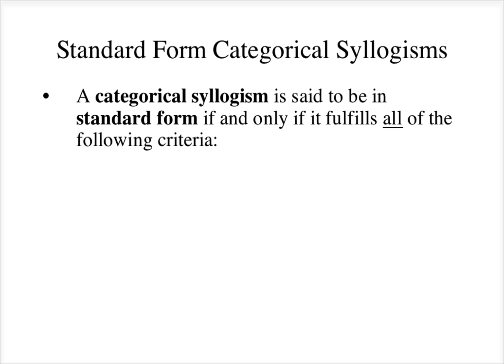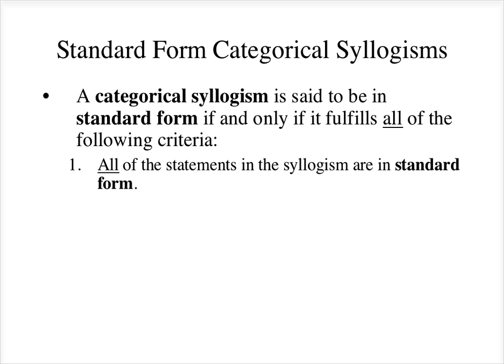This lecture will explain what is meant by a standard form categorical syllogism, and we'll give some examples. A categorical syllogism is said to be in standard form if and only if it fulfills all of the following criteria. All of the statements in the syllogism need to be in standard form. This is a requirement that was also present in just writing a standard form argument, so nothing's changing there.